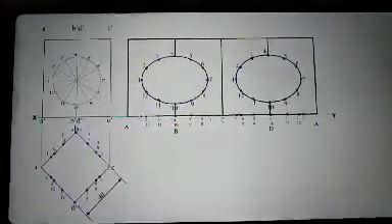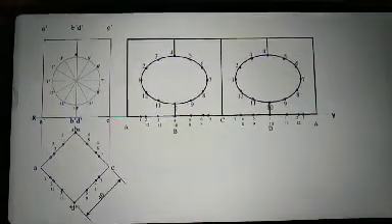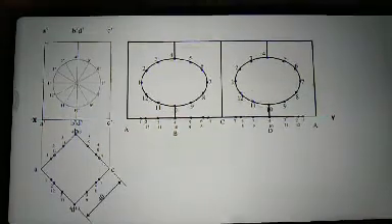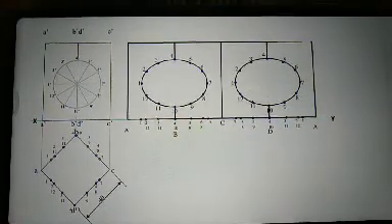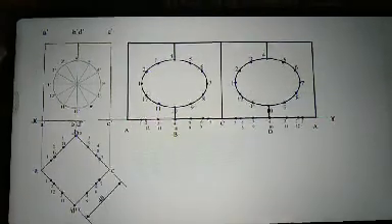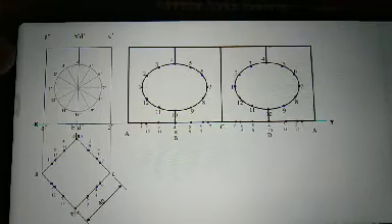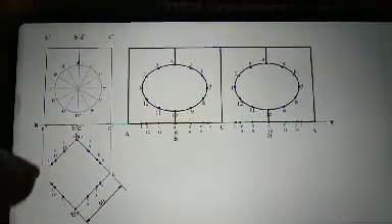For the first angle projection method, we are drawing all the problems of machine drawing in the first angle projection method, that is, the object is placed in the first quadrant out of the four quadrants. Hence the front view lies above the XY line and the top view lies below the XY line.